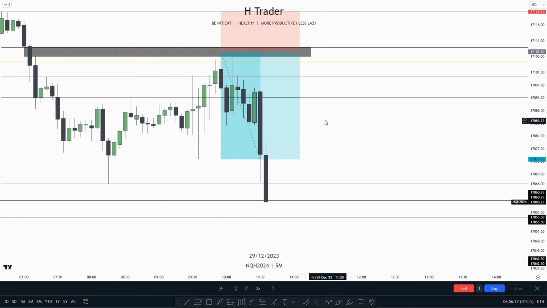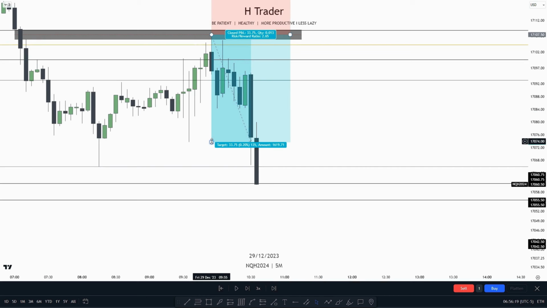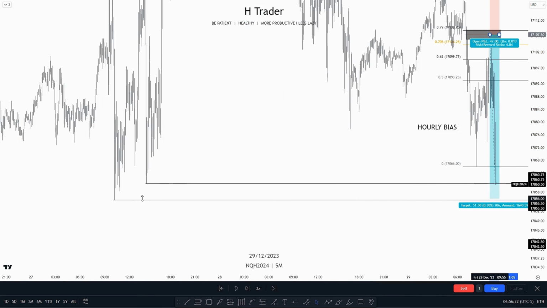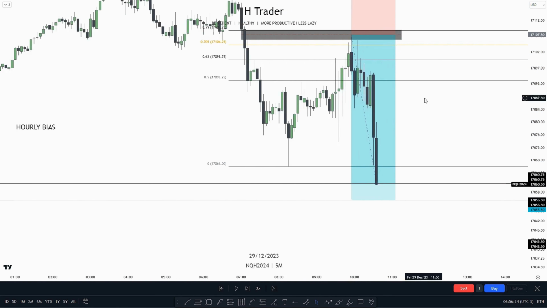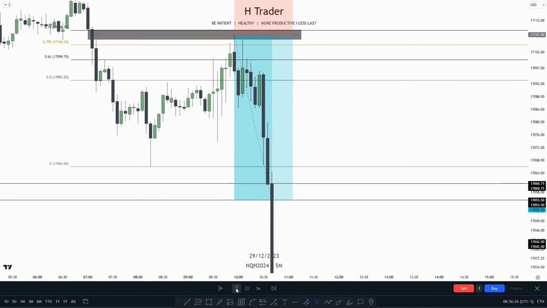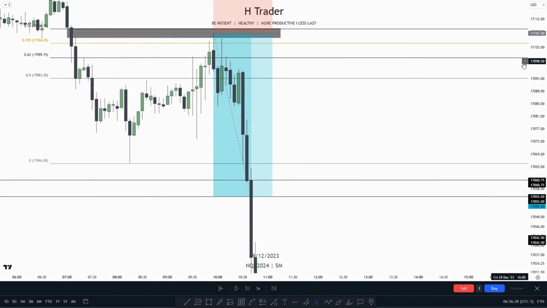And right here, we take out the low resistance liquidity. And if we were to target the other low resistance liquidity, which we have all the way down here, that would make a 4 risk reward ratio. And we see the price takes out the low resistance liquidity.